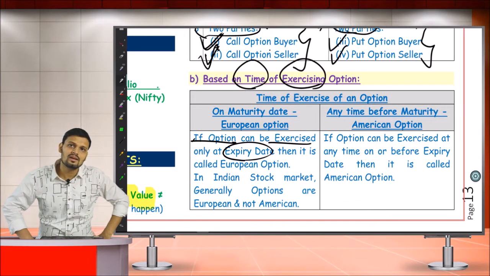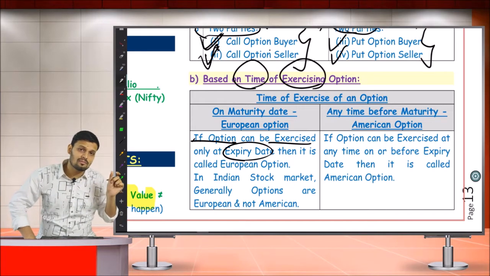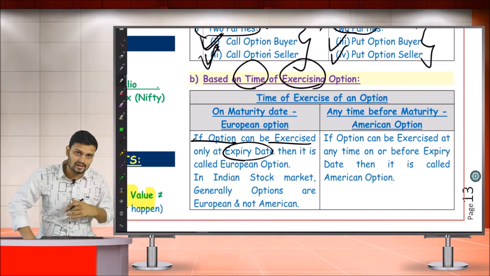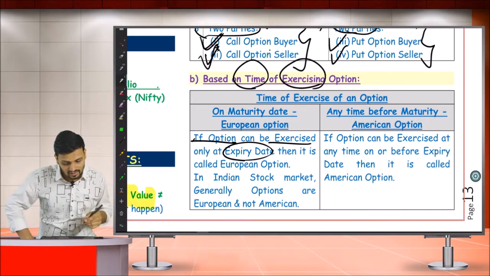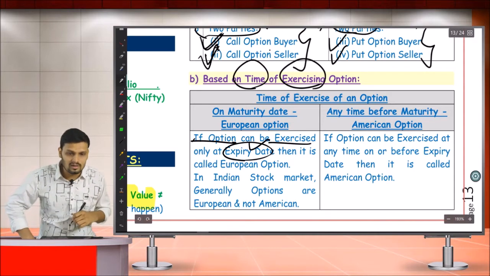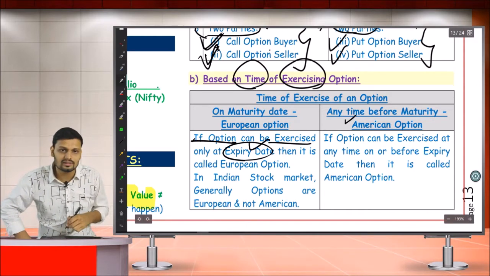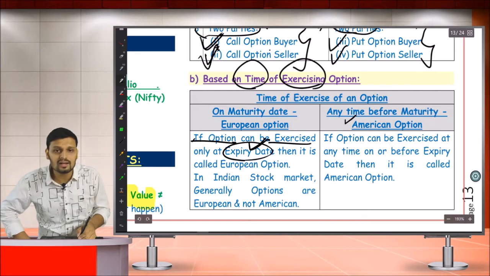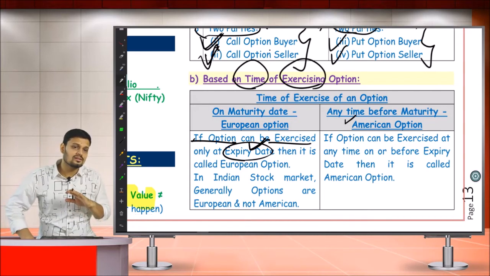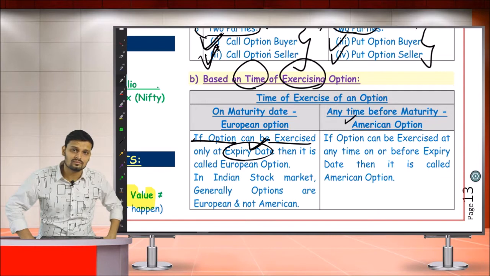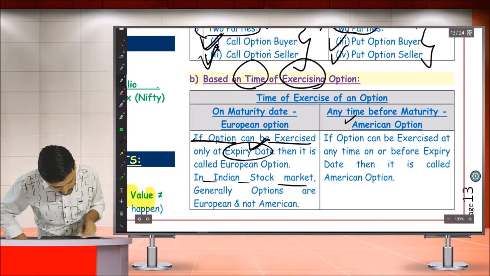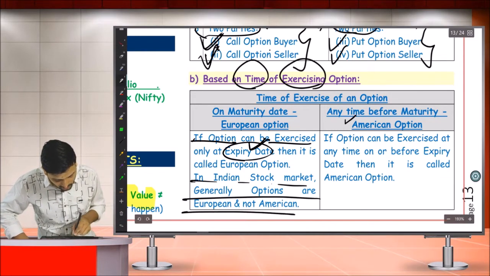What did we see in the futures contract? Akash, when he gained the profit of 90,000, he came out of the contract, right? But in options, there are two types of contract. One is European contract, the other one is American contract. Under European contract, you can come out of this contract only on the expiry date. In Indian stock market, generally options are European and not American.